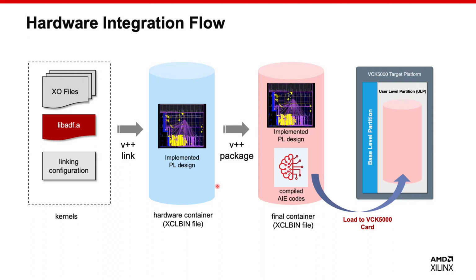Secondly, the V++ package command is used to package the hardware container with the AI engine kernel codes. And then you will get a final container file including both the hardware image and the compiled AI engine execution objects. The final container can be loaded into the VCK5000 card by the host application. In the VCK5000 card, even if you don't use the AI engine kernels, the V++ package step is needed. This V++ linking and packaging can be finished in the Vitis GUI as well as the command line in the Linux shell.